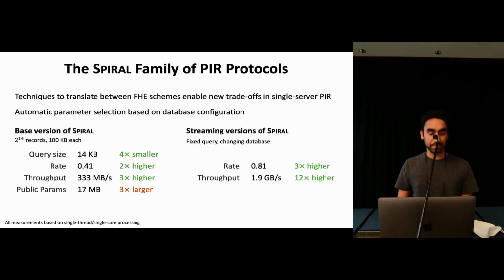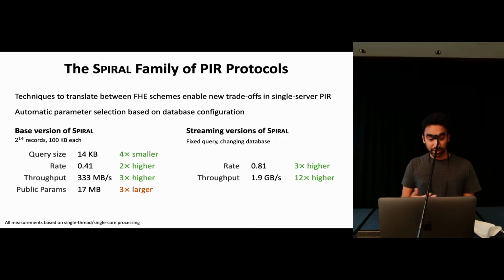So you can see here, we are improving on all three key metrics, but the public parameters are getting larger. And we also examine Spiral in a streaming setting. This is where the query from the client is fixed, but the database is changing. So we have multiple databases, and we'd like the answer to the query on all of those databases. This comes up when you're streaming a large file, or in other cases that I'll describe later. But basically, in this setting, we achieve much higher rate and throughput, and that's because we use larger queries.